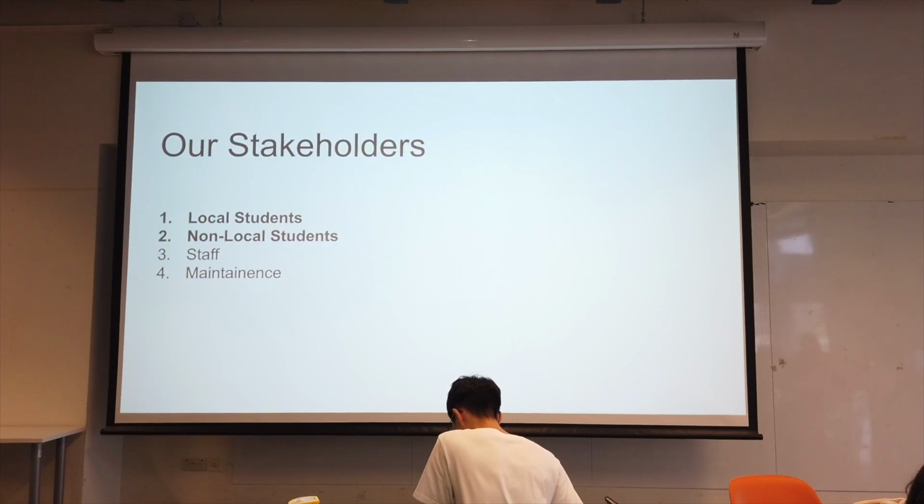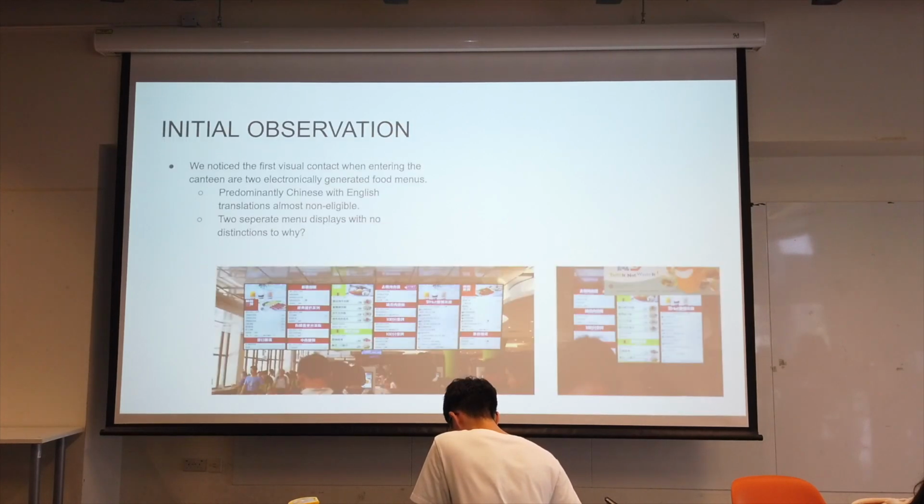So we decided that our stakeholders were local students, non-local students, and also the staff and the maintenance people that are in there. But for this particular instance, we mainly focused on the local and the non-local students because this is mainly the student canteen. When we first went into the canteen area, the initial observation is that the visual representation of the menus were all digital signs.